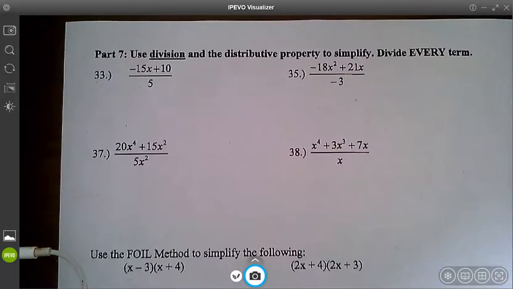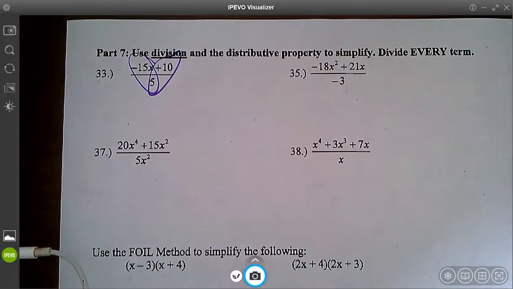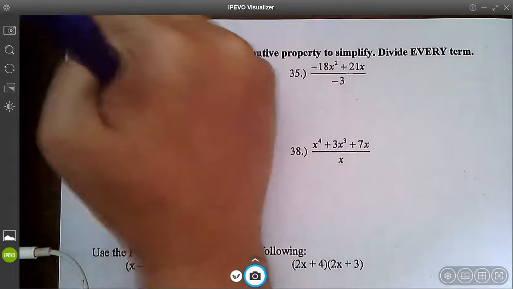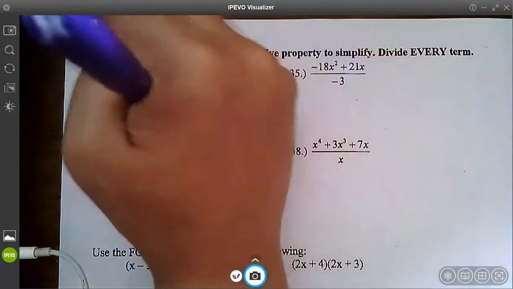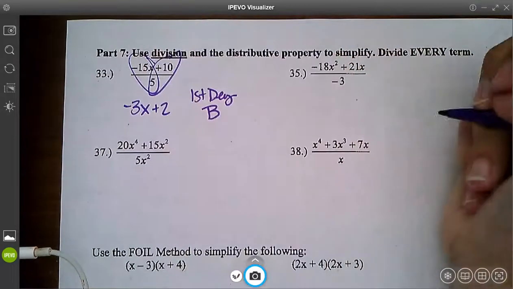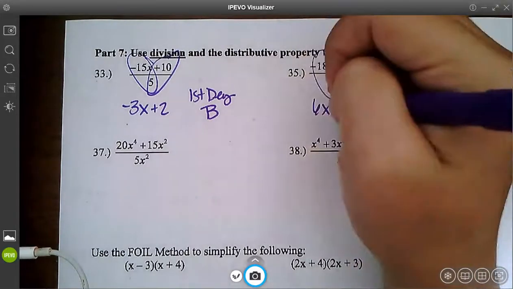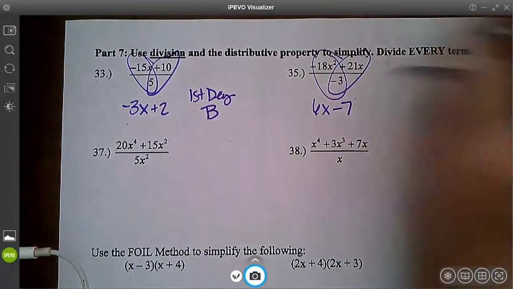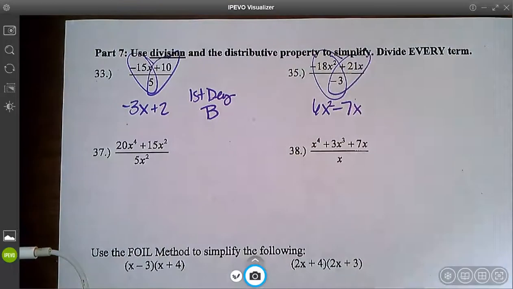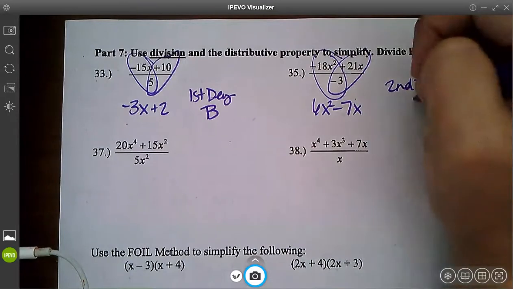On the back, some division. When you're dividing by just one term, you're going to split it up and divide each piece. So negative 15x divided by 5 is negative 3x. 10 divided by 5 is 2. This is a first degree binomial. Here, you get 6x minus 7, 6x squared minus 7x. This is a second degree binomial.